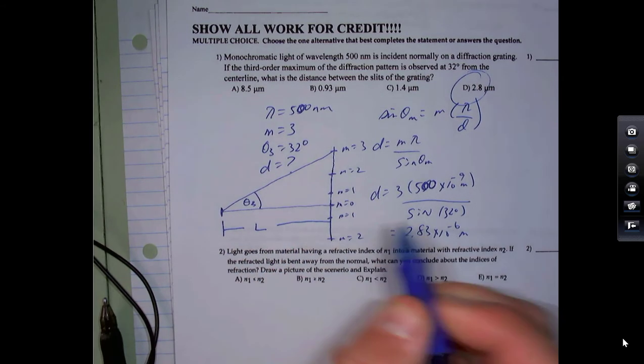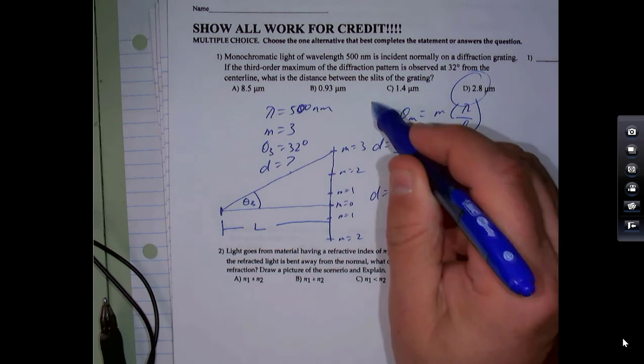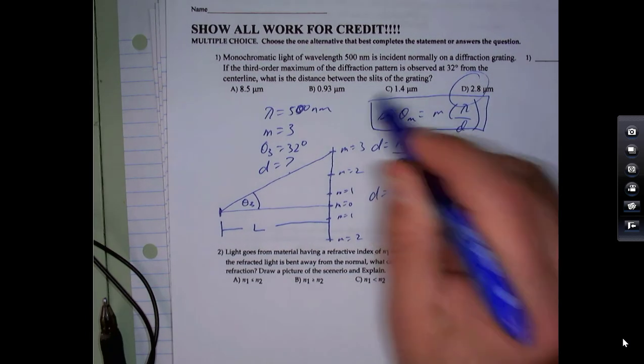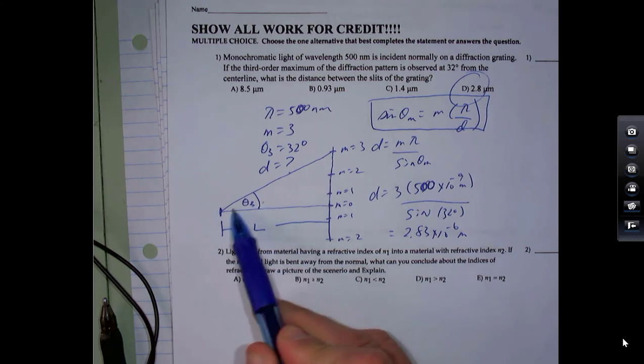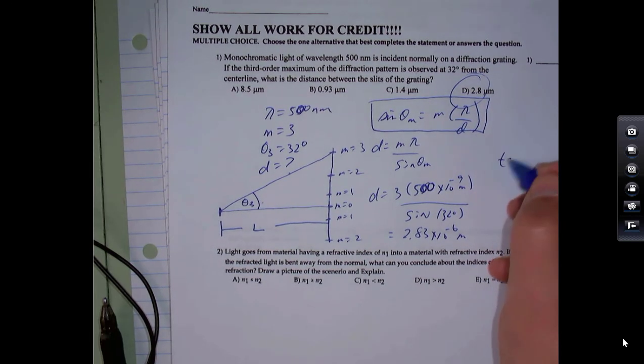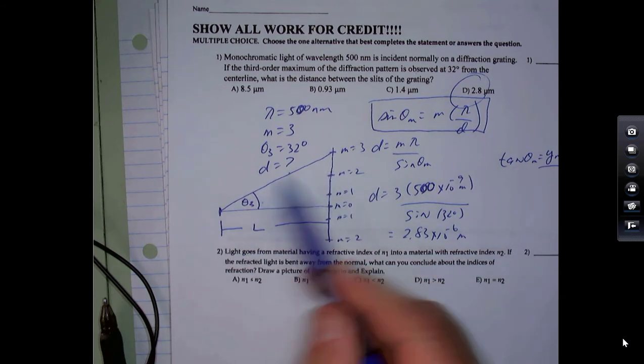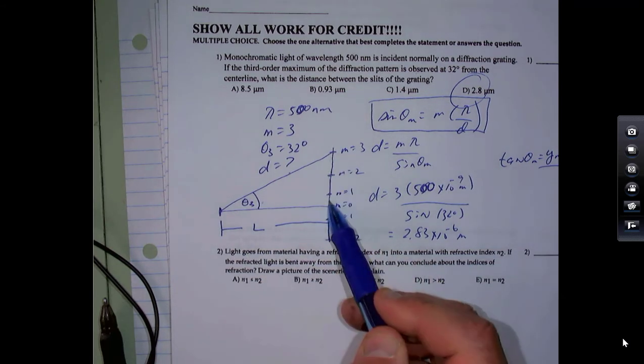So in addition to what you have here, again, this is the physics part of it. From the geometry of it, we could look at this angle, or any of the other angles we wanted to, and you could say that the tangent of theta m is y m divided by L, so that, for example, this would be y3, this distance, divided by L.